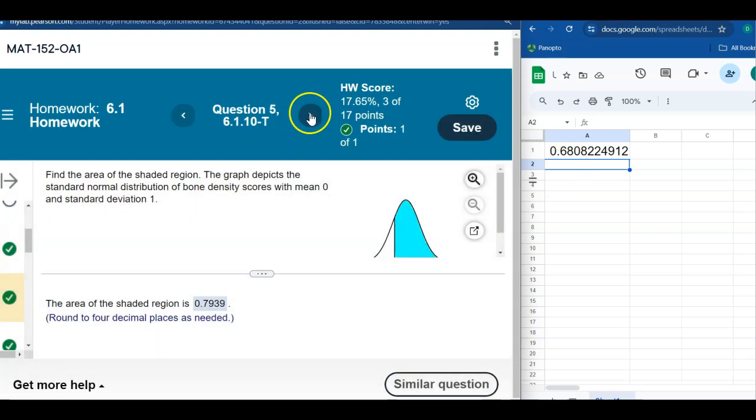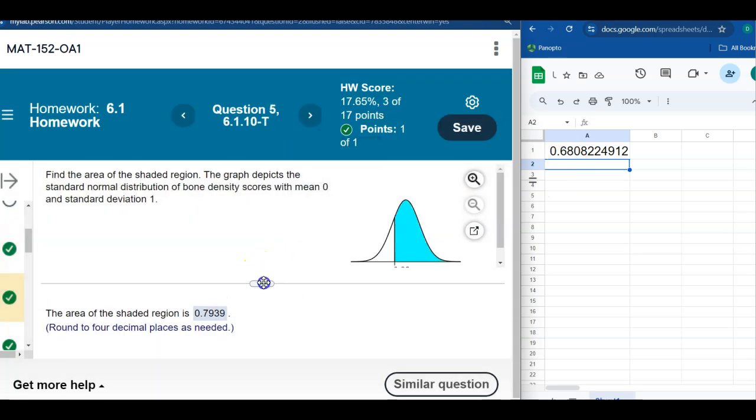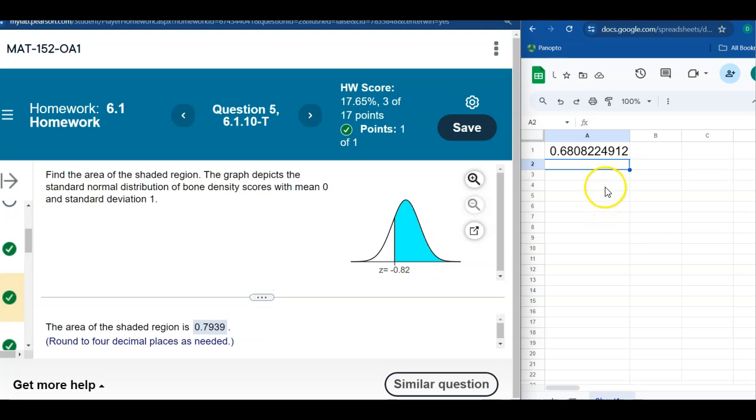Above, if it's to the right and not to the left, what we have to do is 1 minus the area to the left. So again, this function, norm.dist, will give me the percentage to the left of a number, or area to the left of a number. But if I want the area to the right, I use the fact that the whole area is 1. So 1 minus this area will leave me with the blue area.